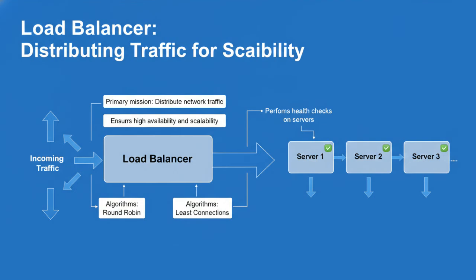They employ various sophisticated algorithms, such as round-robin, which distributes requests sequentially, or least connections, which sends new requests to the server with the fewest active connections. Some can even perform health checks on servers, directing traffic away from unhealthy instances, further enhancing reliability.